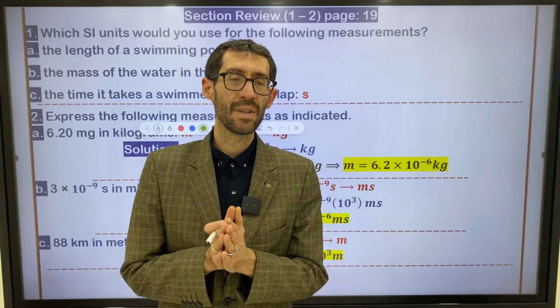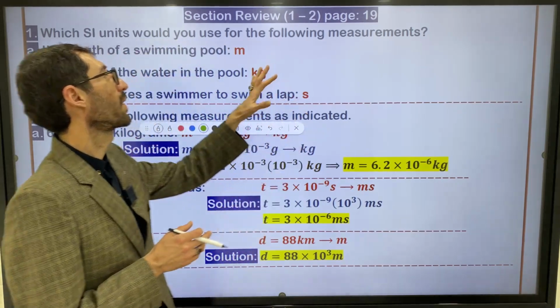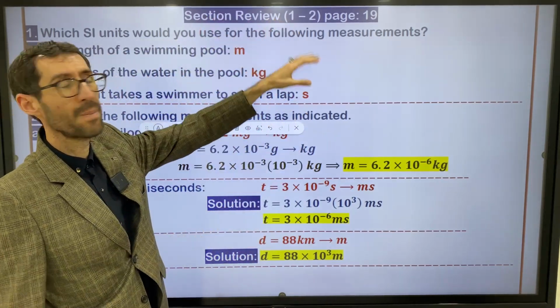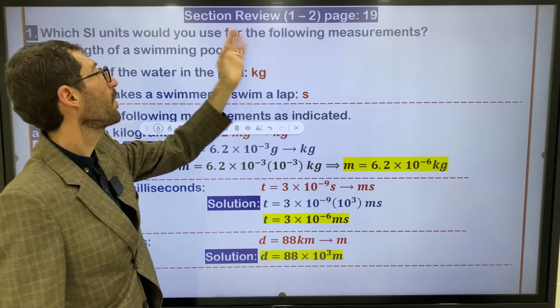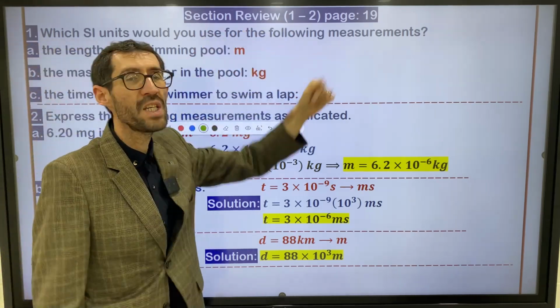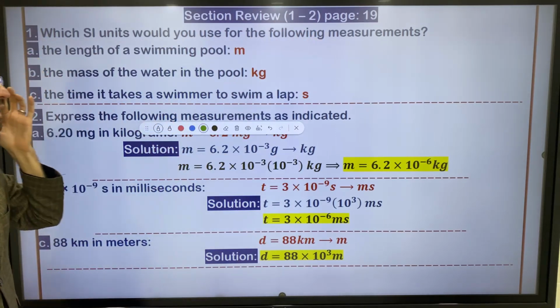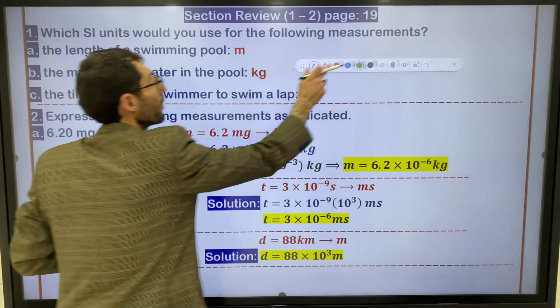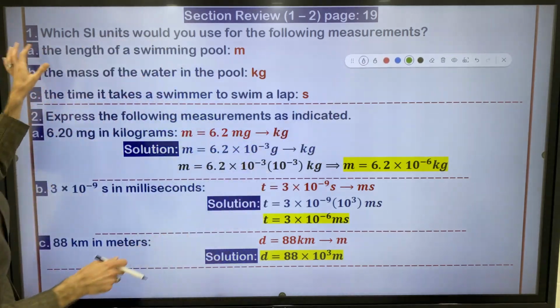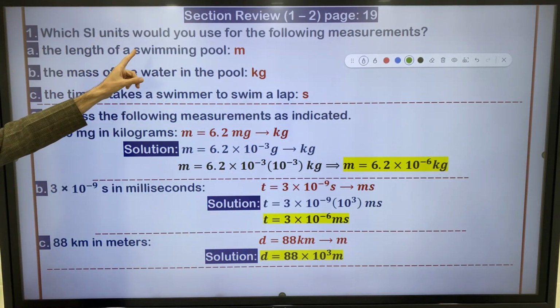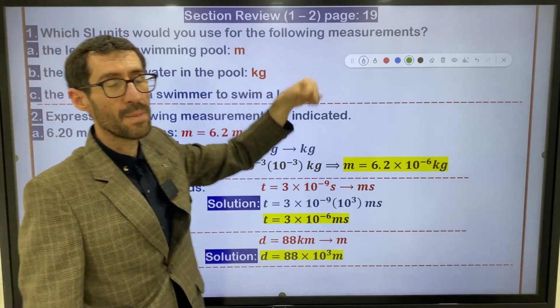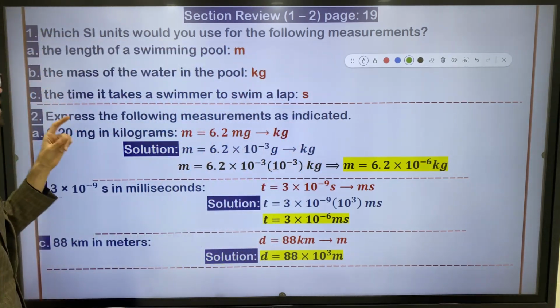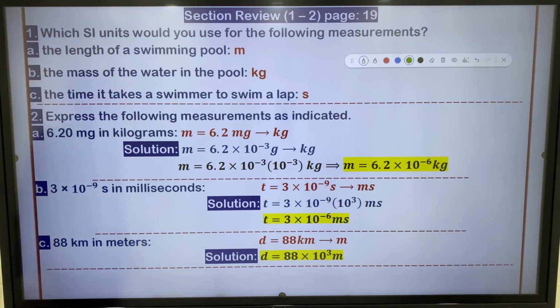Right now, we are going to solve the questions or problems of section review 1 on page 19. Let's dive into the lesson. About the first question, which SI units would you use for the following measurements? Determine the SI unit convenient for each case.